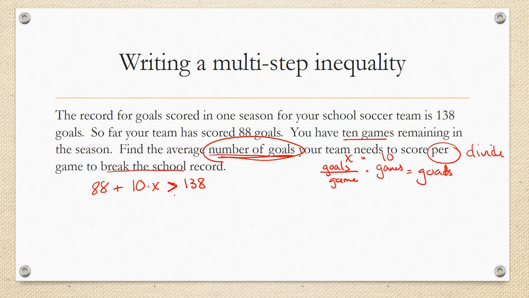So let's see if we can solve this. Subtract 88 from both sides. So I get 10x has to be more than 50. So I need a total of 50 goals to go still, because I've already scored 88, so I need to score 50. I have 10 games to do it. How many goals do I need per game? That's my unknown. I need to score more than 5 goals per game.